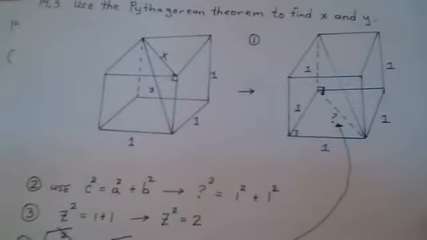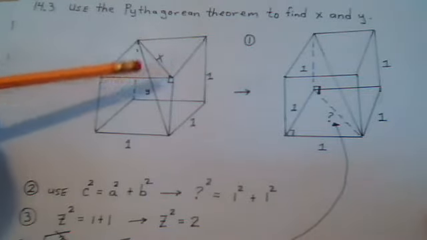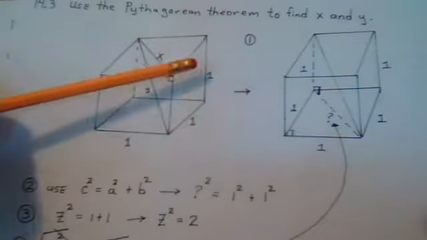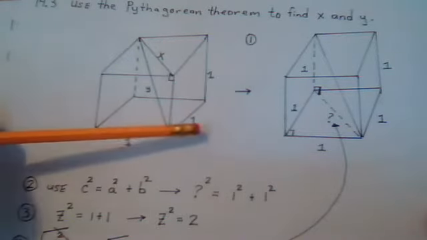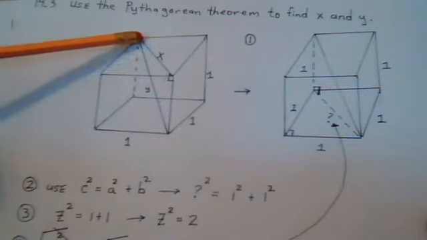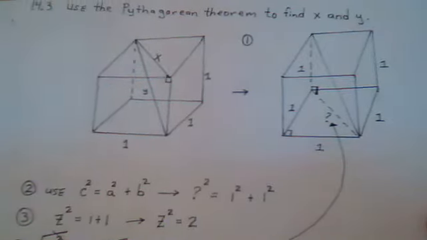Use the Pythagorean theorem to find x and y. Here's the x, here's the y. Notice this is a cube by the markings. All the edges are going to be 1s on the outside, so this is a cube. Here's a right triangle. The x and the y are sides of a right triangle.